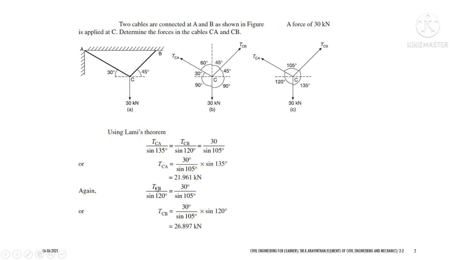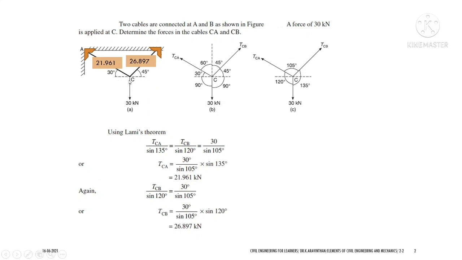kilonewton. And if you need TCB, you can take these two equations, and what you have to do is cross multiply sine 120 degree. So sine 120 degree has been cross multiplied, and if you simplify, you will be getting TCB as 26.897 kilonewton. Yes. So this is our final solution.